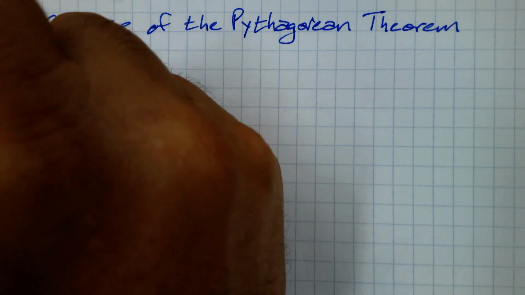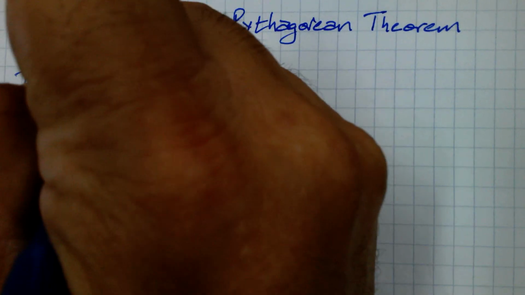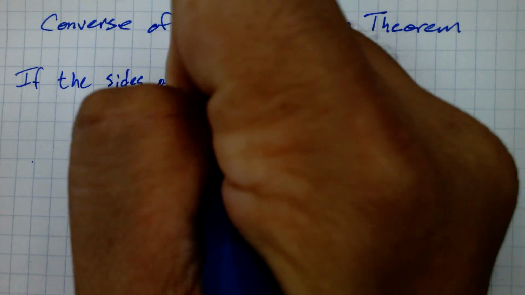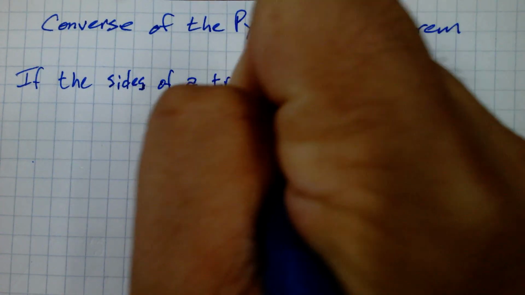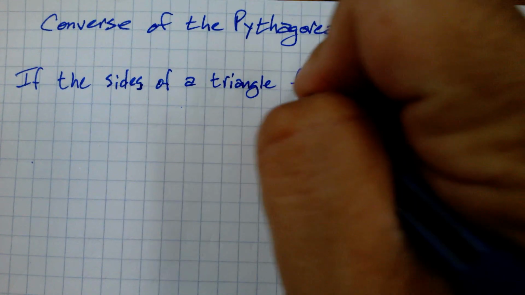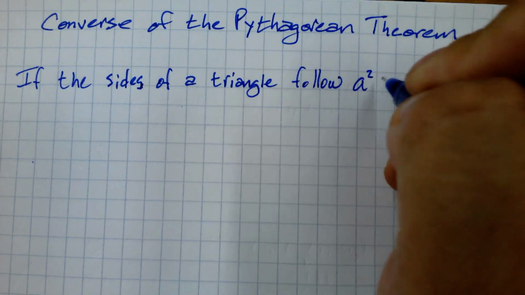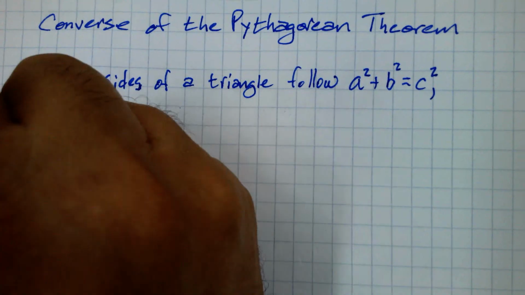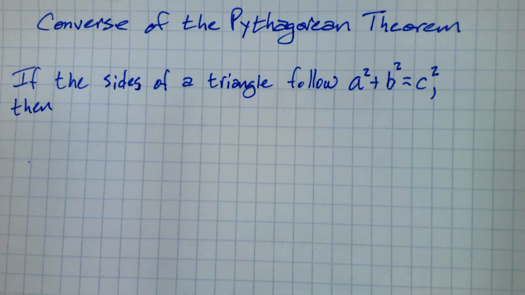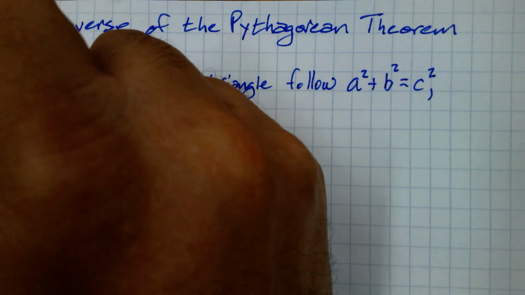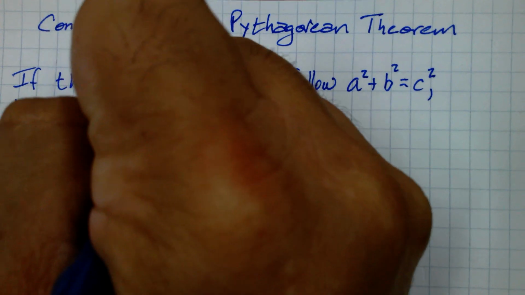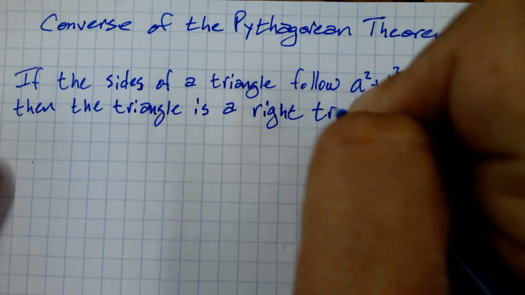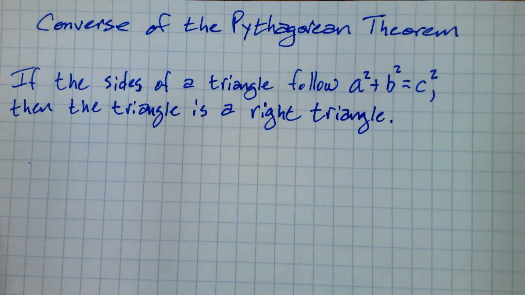If the sides of a triangle follow a squared plus b squared equals c squared, then the triangle is a right triangle. Okay.